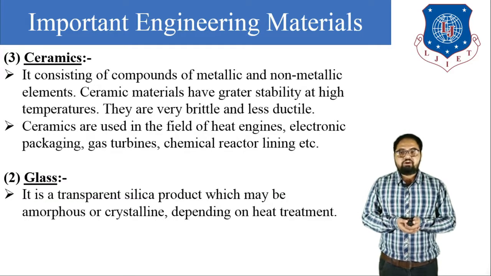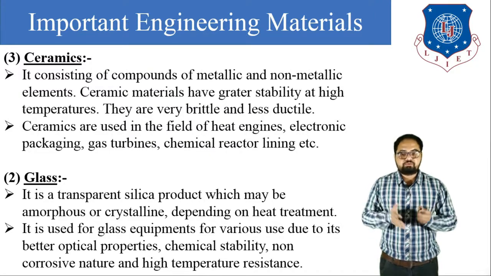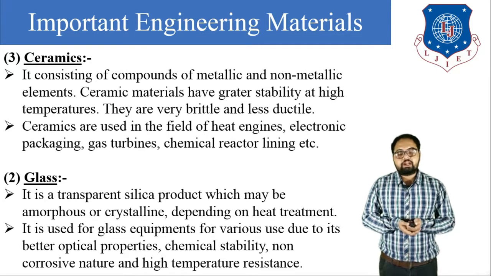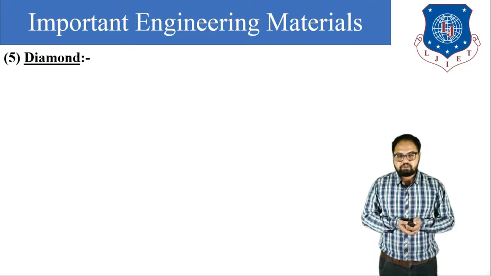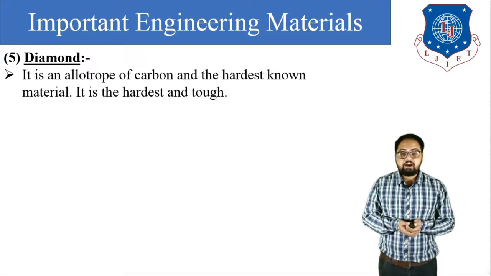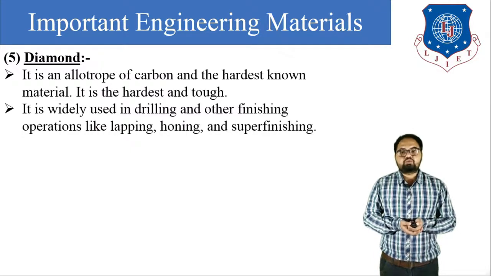Glass. It is a transparent silica product which may be amorphous or crystalline depending on heat treatment process. It is used for manufacturing of the glass equipment for various purposes due to its better optical properties, chemical stability, non-corrosive nature and high temperature resistance. Diamonds. It is an allotrope of carbon and the hardest known material, and it is hard and tough. It is widely used in drilling and finishing operations like lapping, honing and super finishing.